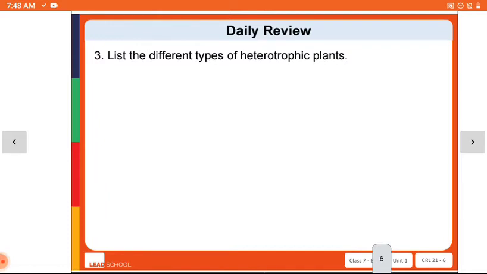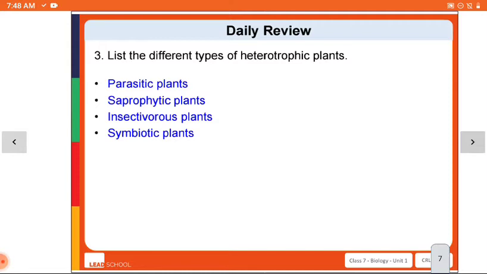And list the different types of heterotrophic plants. So there are parasitic, saprophytic, insectivorous and symbiotic. There are four types of heterotrophic plants, which partially or fully depend upon other plants or other processes to take nutrition.